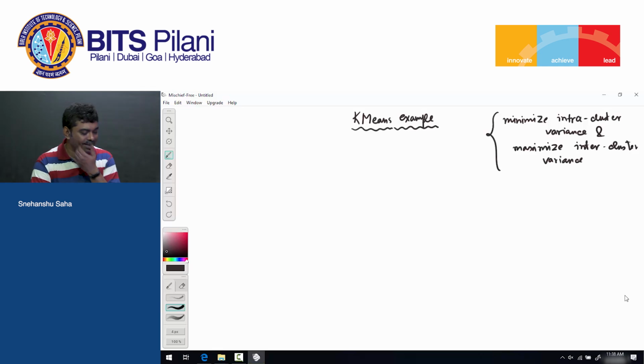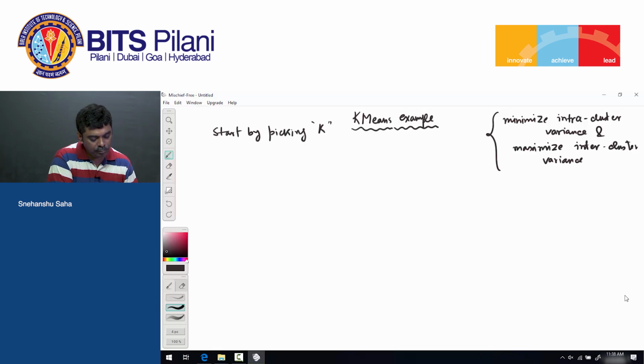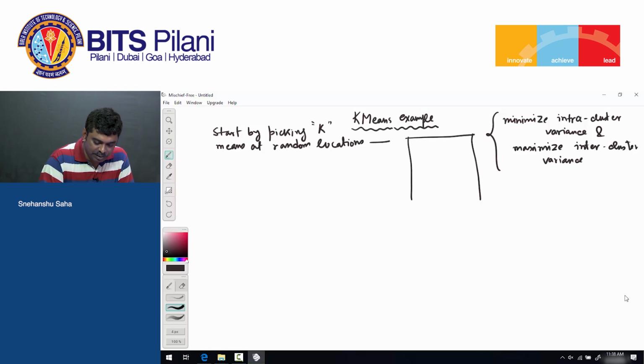Okay. So the idea is we start by picking k means at random locations, right? Let's take a look at the data. This is just the first step, step 0, really, where we have some 5 data points.